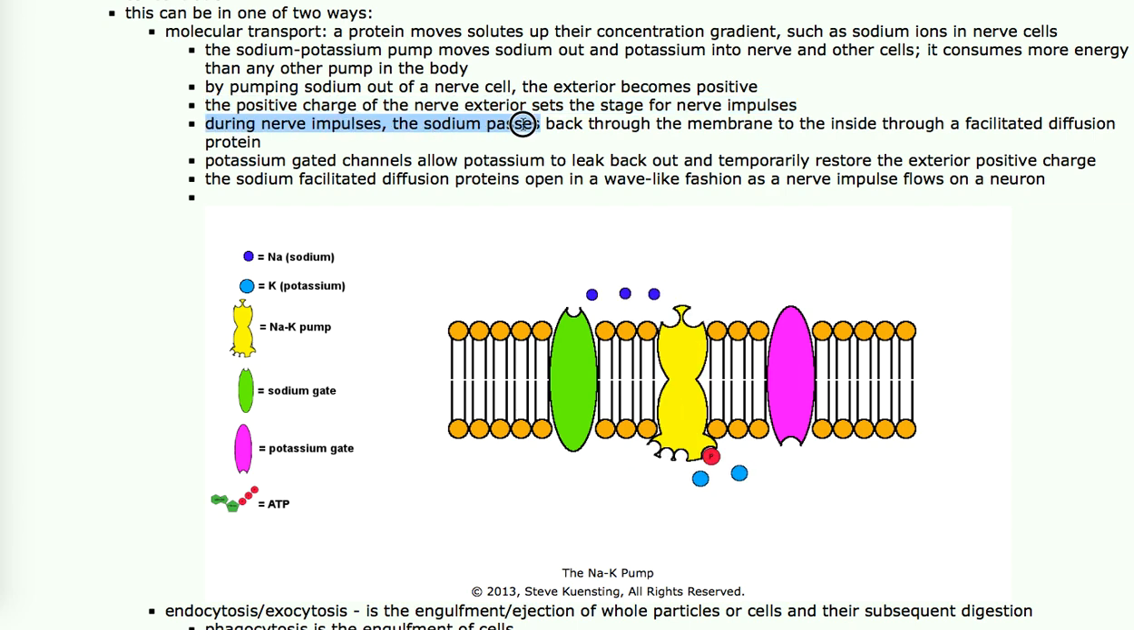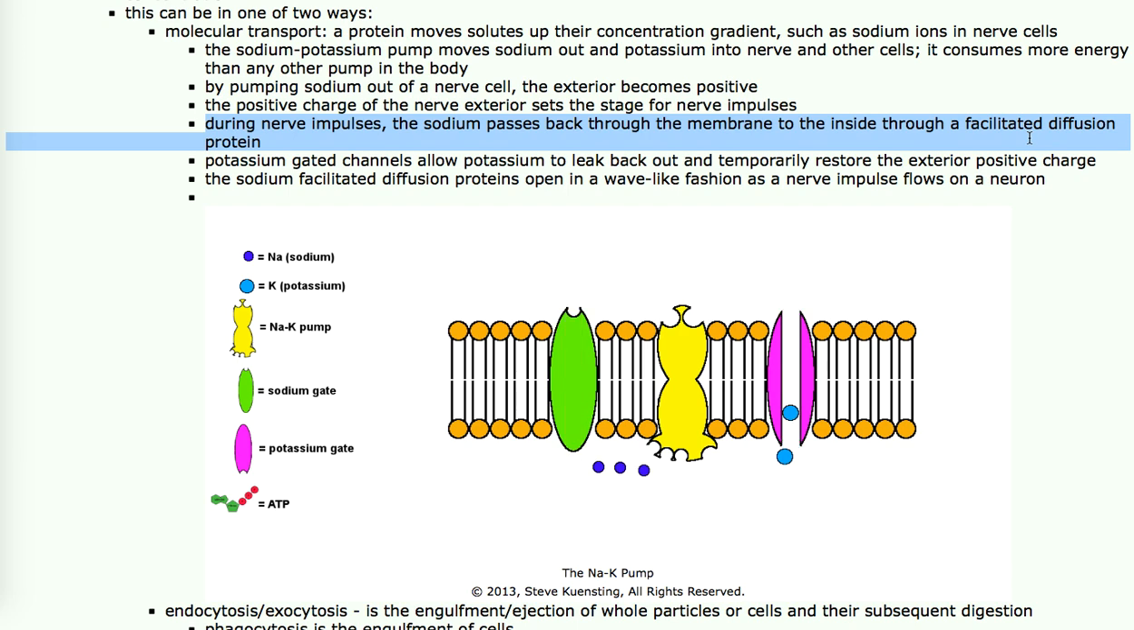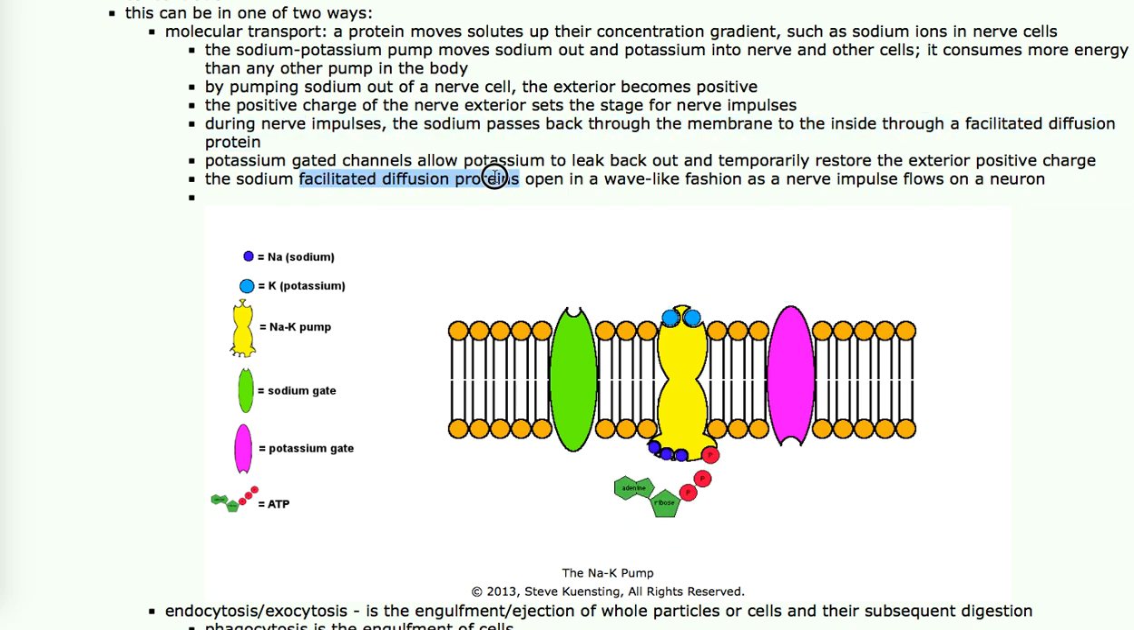But the thing is, during a nerve impulse, the sodium that was pumped out passes back in through the cell membrane. Well, in order for a nerve to continually be able to pass nerve impulses, the pump has to pump the sodium out as soon as it leaks in. And to help the nerve cell maintain its positive charge outside, potassium gates allow potassium to leak out right after a nerve impulse. So the sodium facilitated diffusion proteins that let sodium go back into a nerve cell after the sodium-potassium pump pumps them out tend to work in a wave-like fashion.